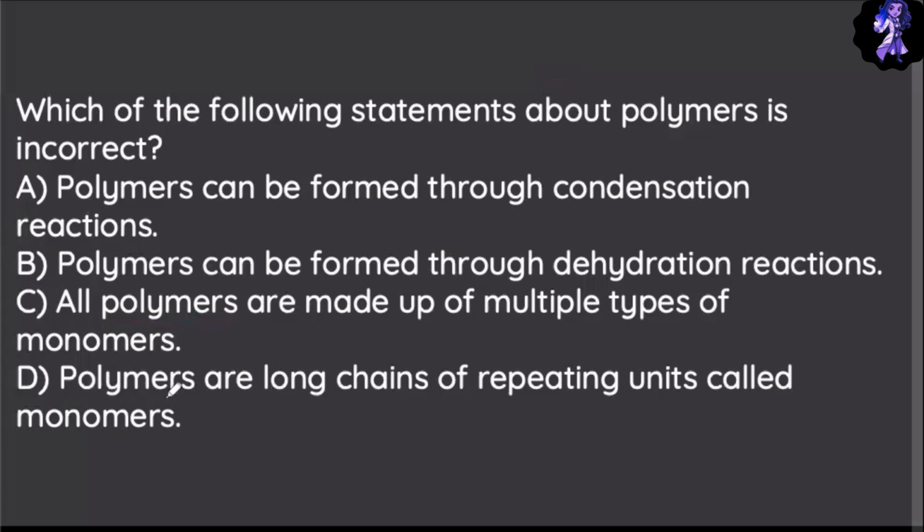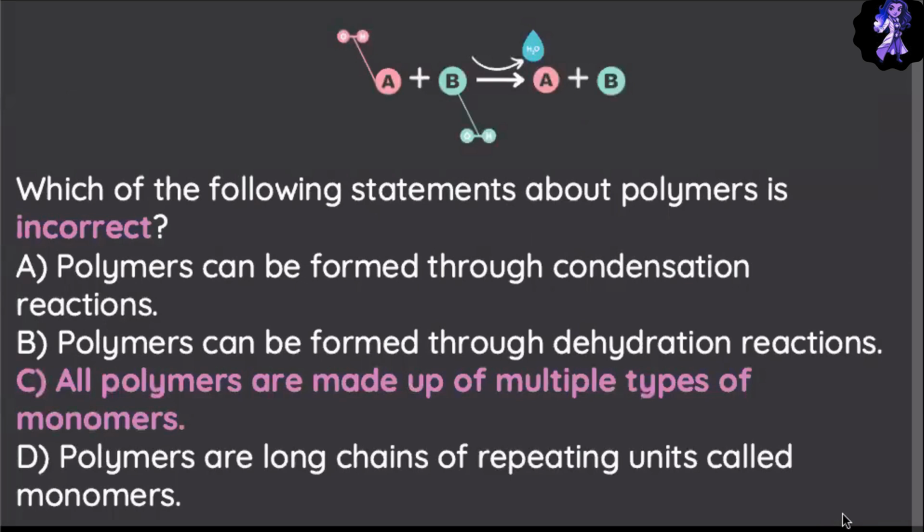And then for answer choice D, we have polymers are long chains of repeated units called monomers, and that's just a correct statement in and of itself. So which one is incorrect? That is answer choice C.